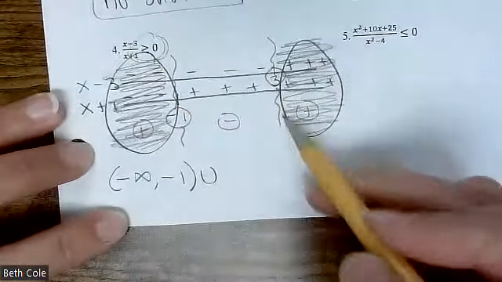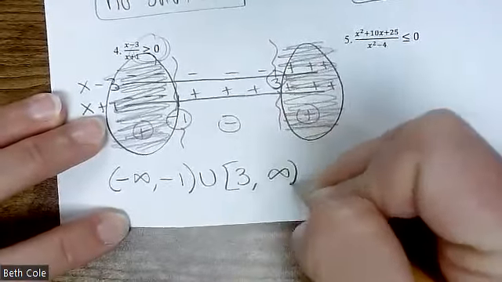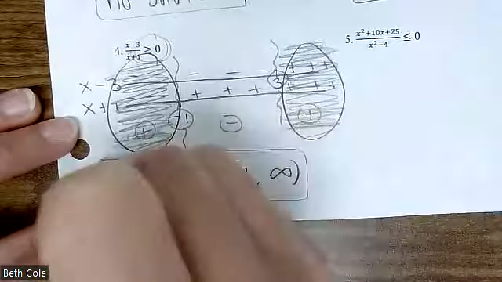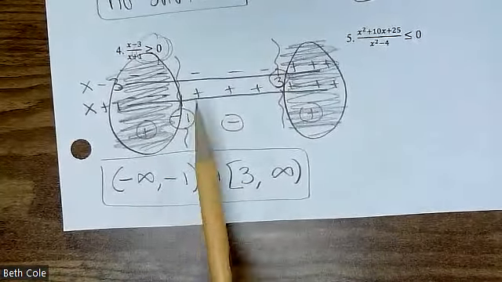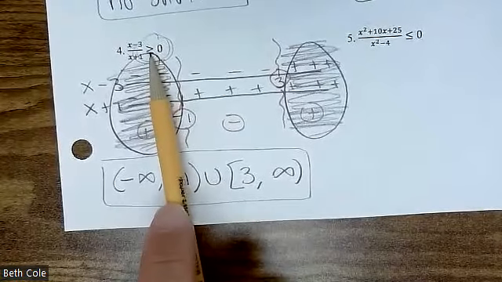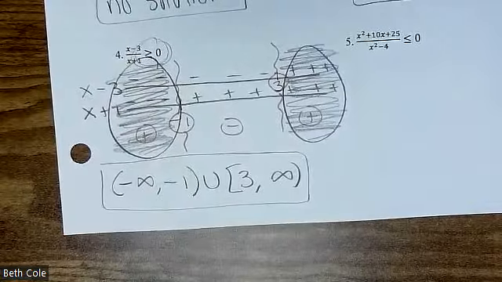Union. Now how would you write this section? Bracket 3 to infinity. Let me clarify: you would want this -1 to have a bracket. The problem had an equal to, so it should be a bracket, but you can't have a 0 denominator. It's your troublemaker, so you have to leave it out.